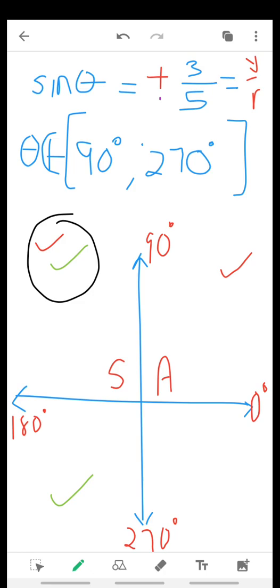We are looking for where sine is positive. Let us see. Sine is positive in the first quadrant, you tick it. Also, sine is positive in the second quadrant, you tick it. I've used red to tick the quadrants. But we are done with the first hint. Now we must come to the second hint.